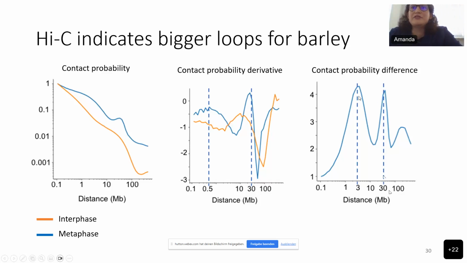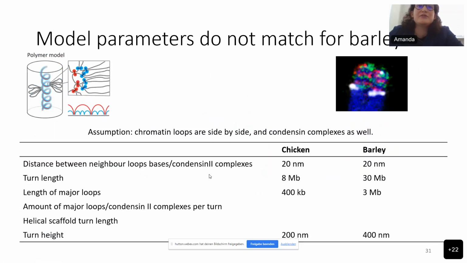But for the regions of lower level organization, we see this kind of pattern rising around 3 megabases and 500 kb. So it might indicate the sizes of the loops. We tried this model, but the parameters simply don't match for barley. And there is a simple mathematical reason for this. So I hope you can permit me to fill this table.